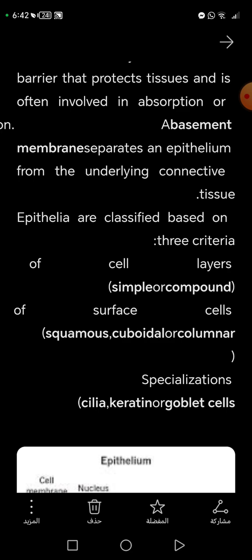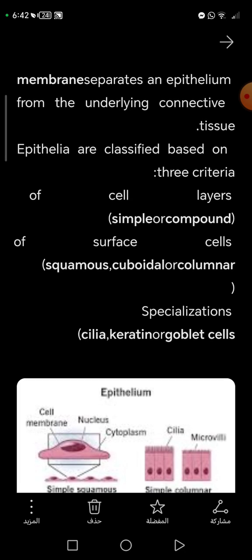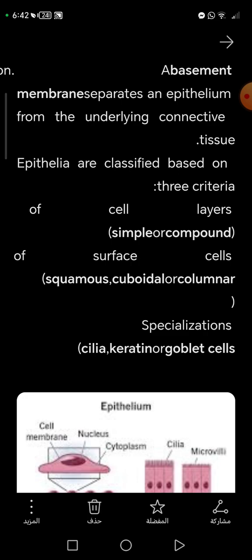So if we come to layers, there are two: simple and compound. Simple means it's only one layer, one layer of epithelia. But compound means two, three, it may be a lot of layers. If we come to the shape or the surface of the cells, they are divided into three: squamous, cuboidal, and columnar.